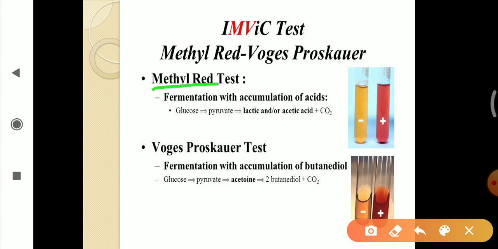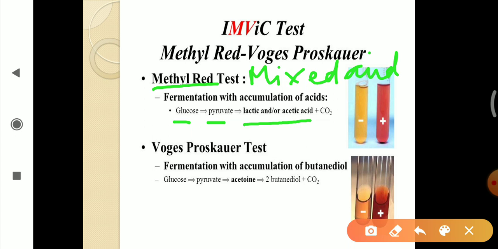If an organism performs the mixed acid fermentation pathway, it will convert glucose to pyruvate, and pyruvate is further converted into a mixed amount of acids such as formic acid, acetic acid, succinic acid, lactic acid. Hence, a large amount of acid will be produced.